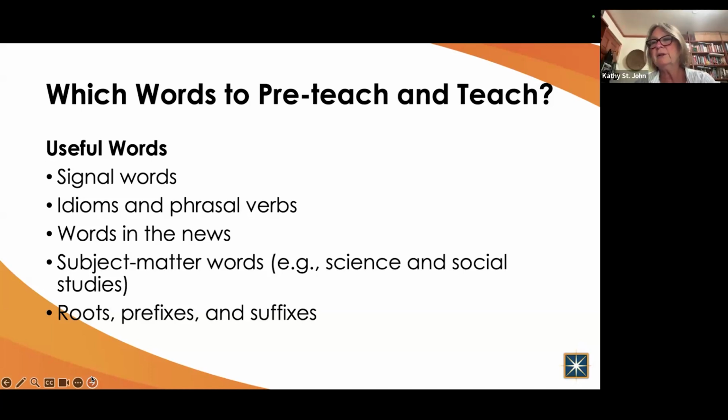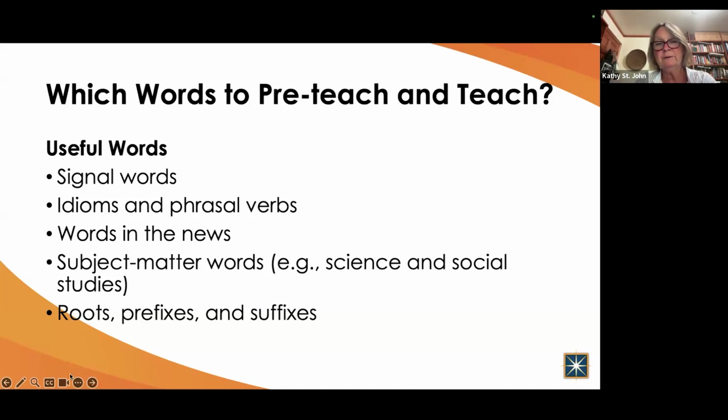Signal words are key words that say, hey, watch out, pay attention, this is actually important information coming up. So furthermore, next, but, as a result, consequently, therefore. All of these words say, okay, I'm going to pay attention because something important is coming up after this.